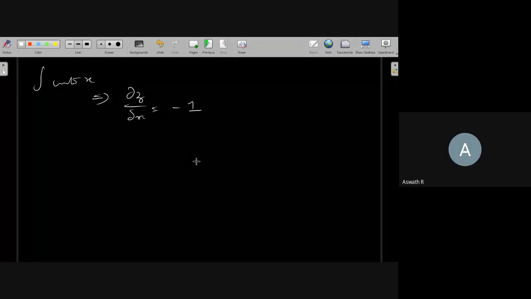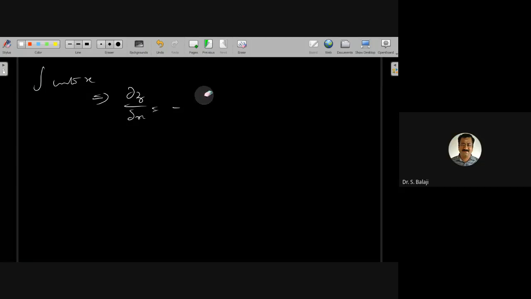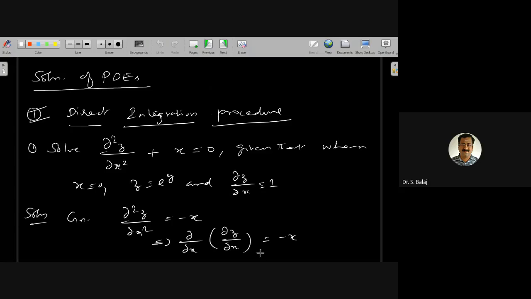Sir, both sides integration, no, sir. Oh, sorry, integration. It will be minus x square by 2 plus a constant you can use here, a constant may be a or something. Indefinite integration you can use here.